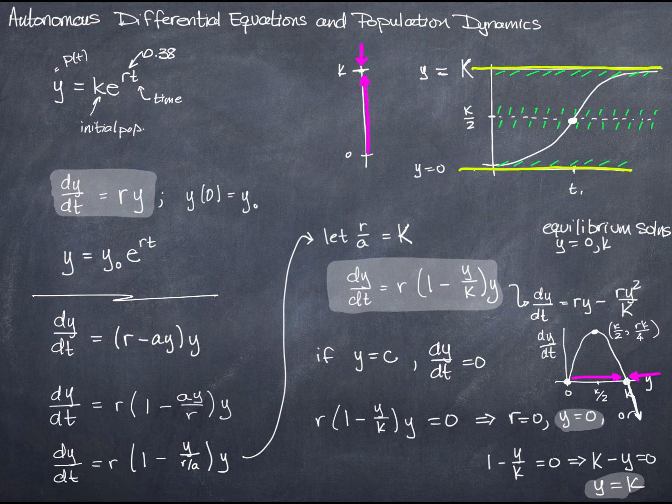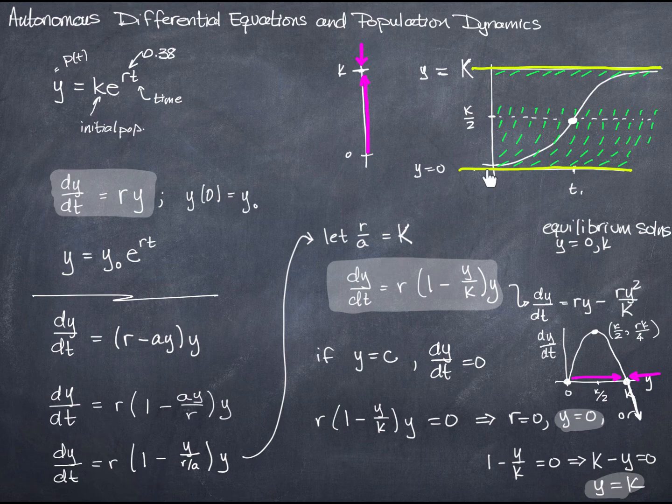Okay, so there's those ones. And then in between, I'll go between 0 and k over 2. Remember, these values here represent the slope. For values of y between 0 and k over 2, I have slopes that are larger than 0, but smaller than the maximum value here. So between 0 and k over 2, I have positive slopes that are getting bigger. And between k over 2 and k, I have positive slopes that are getting smaller. So I'll add a few more of those in.